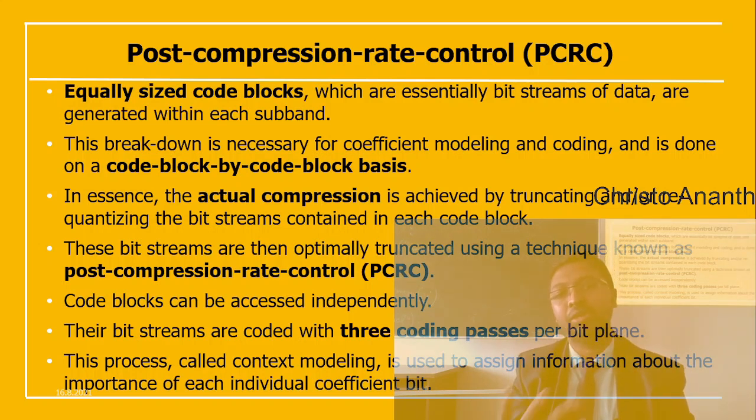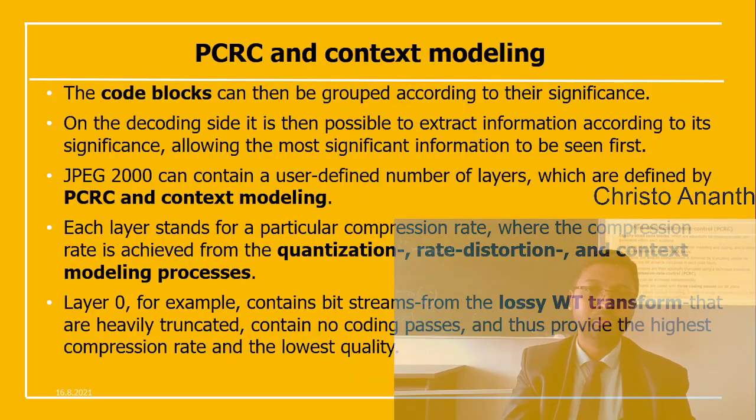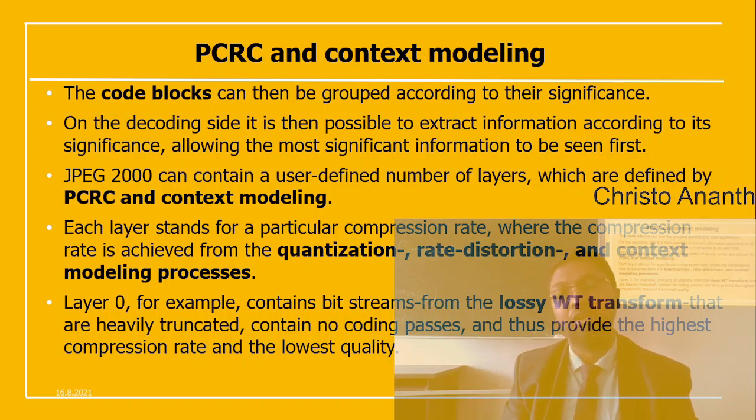Here the bit streams are optimally truncated using PCRC, post compression rate control. The code blocks can be accessed independently and the bit streams are coded with 3 coding passes per bit plane. This process you can call context modeling, which assigns information about the importance of each individual coefficient bit. The code blocks can then be grouped according to their significance. On decoding, it is possible to extract the information according to the significance, which allows the more significant information to be seen first.